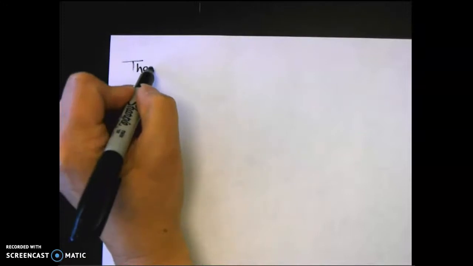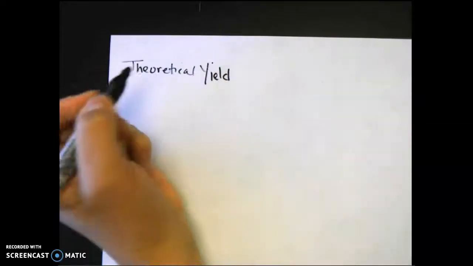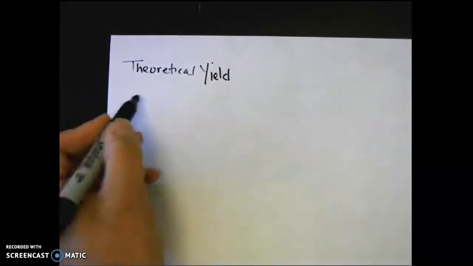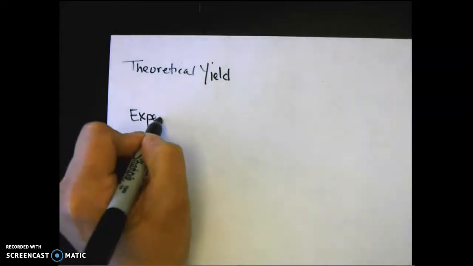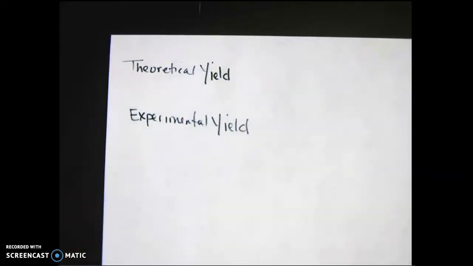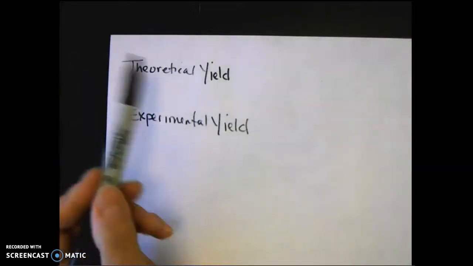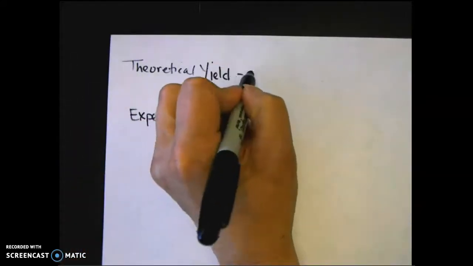So this video is going to cover different types of yields as well as different types of percent calculations. There's 4 terms that we're going to cover in this video. The first term is theoretical yield. The second term is experimental yield. And then we've got 2 errors that we'll talk about as well. So theoretical yield, if you think about it in theory, it's what you should get.